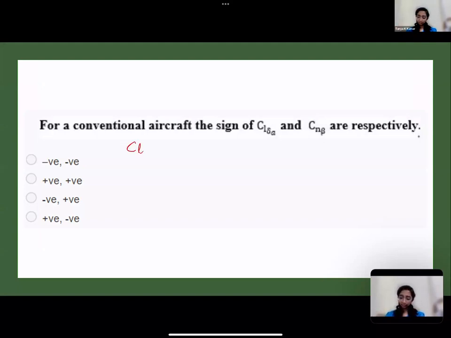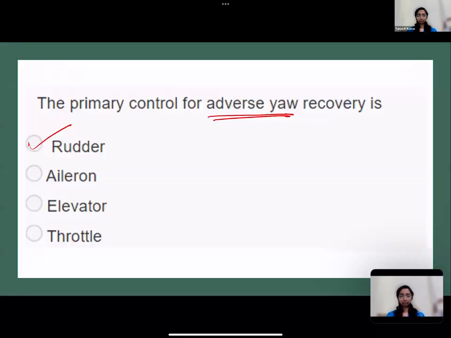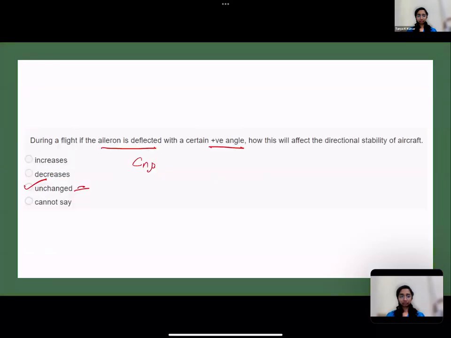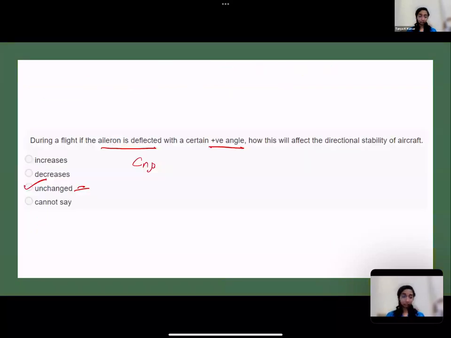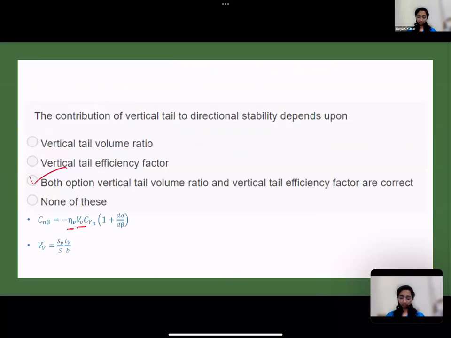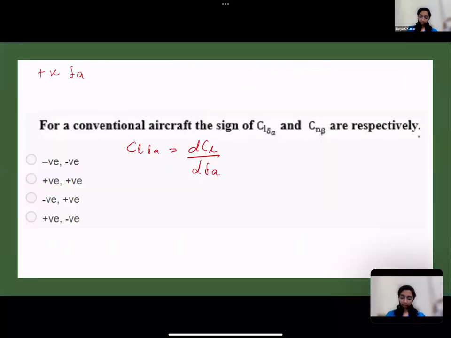CL delta A, let's start with CL delta A, is dCl by d delta A. Now, what was positive delta A? I had marked this as positive delta A, right aileron up, left aileron down, right? So this is positive delta A. Right aileron up, left aileron down. Okay, this is positive delta A.